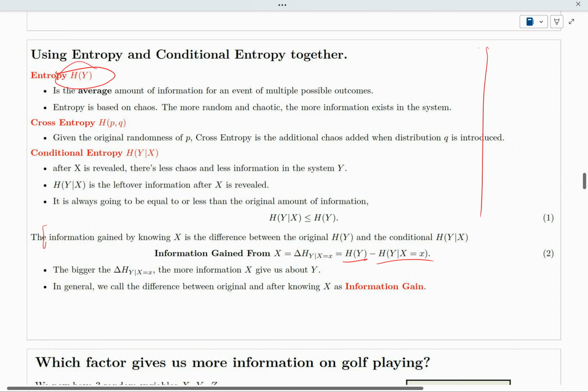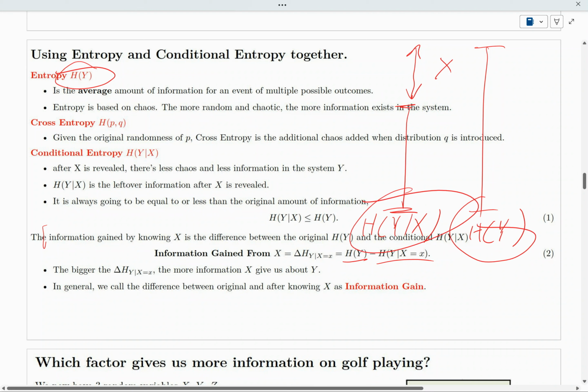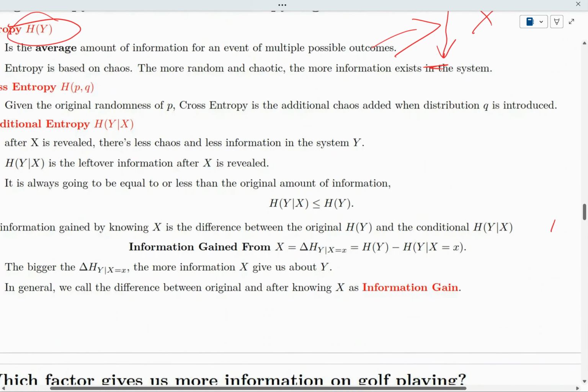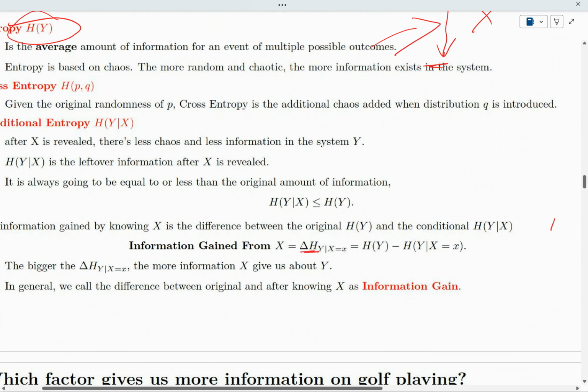So you start off with this much information, and then after knowing X, so this is H(Y), after knowing X, this is the amount of information, H(Y|X). Therefore, this portion is how much you gain due to X. And that's why this minus this will give you this portion. Okay? Now, symbolically, we can write it this way. Information gain is the change in information given X. And this, like I said, is called the information gain.